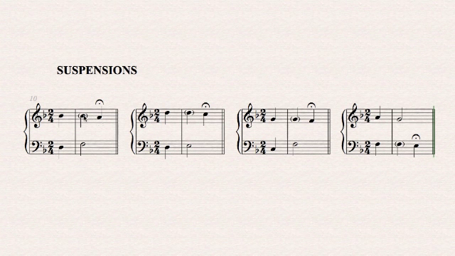A suspension will always happen on a beat, and it will be at a chord change. So this is one chord. The chord changes, but the note in that first chord holds over and becomes dissonant with the chord change, as it would be to F, A, C. And then that resolves down to the note in the chord.